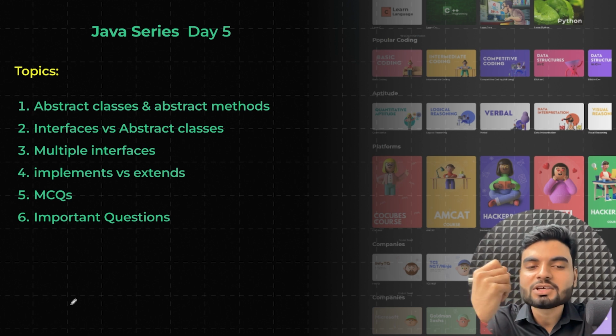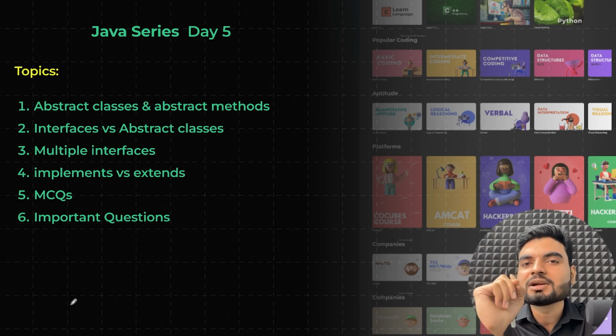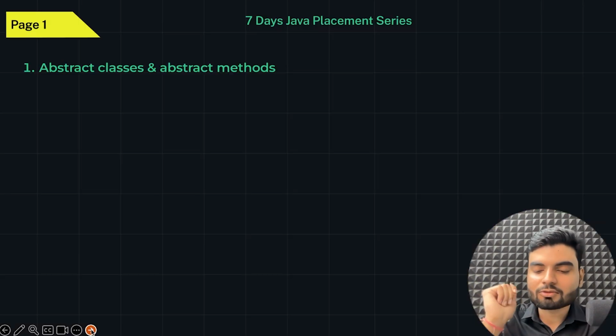So why do we have these two different methods? Definitely there will be a reason, so we'll try to figure that out as well. And then we'll see how we can implement multiple inheritance with multiple interfaces. We'll also see the difference between implements and extends. We'll see one by one. So let's move ahead.